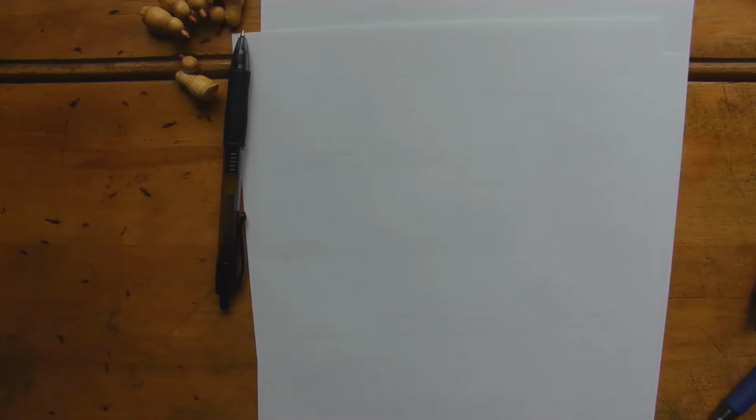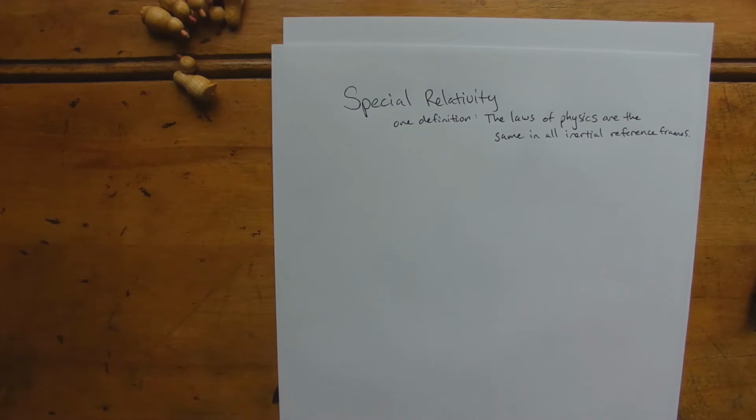Okay, so an inertial reference frame is one in which it appears that Newton's three laws of motion hold true. And in this section, we are going to be studying special relativity. And one way to define special relativity is that the laws of physics are the same in all inertial reference frames. So it's important for us to know what an inertial reference frame is. Okay, so we have special relativity, which can be defined as the laws of physics are the same in all inertial reference frames.